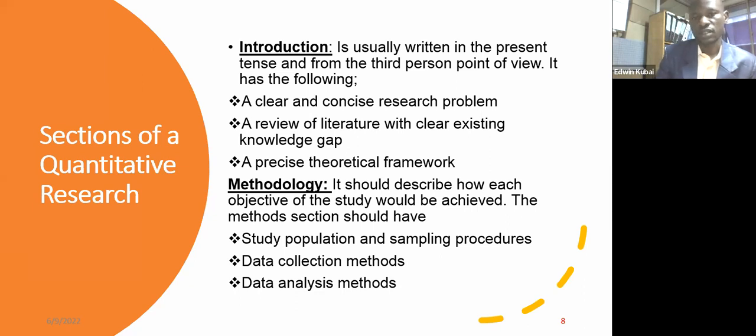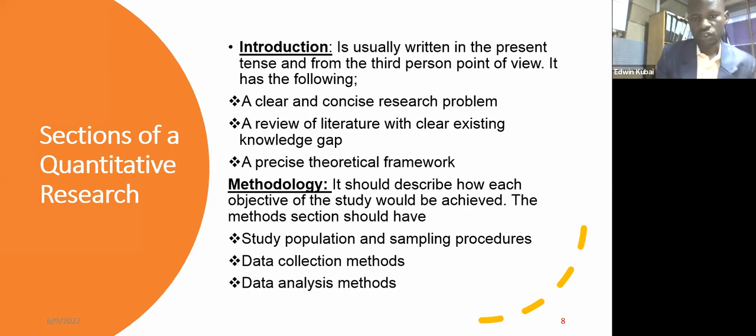Then it must be clear and concise, focusing on the research problem. Then a review of literature with a clear existing knowledge gap, so you must bring it from the introduction. Then a precise theoretical framework, which is also very important when you're looking at the introduction. So you must have a clear roadmap that this is what you're doing and this is where you're heading. So you must have a clear and concise research problem within the introduction. Then a literature review with a clear existing knowledge gap, then a precise theoretical framework.